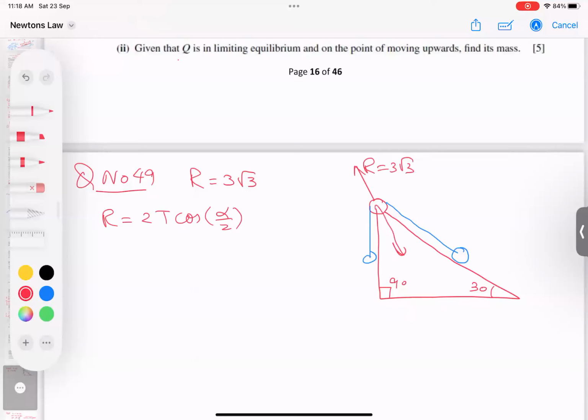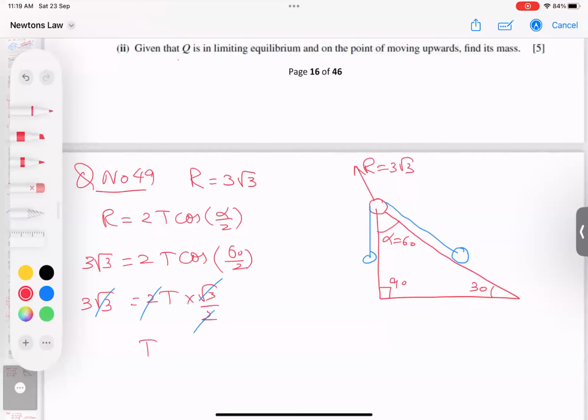Actually, these components are balancing, okay? So this is 30, this is 90, and this angle is alpha, which is 60. So this 60 can go here, and this value can go here, and we can find the tension. So 3 root 3 equals 2T cos 60 divided by 2. Cos 30 is root 3 by 2, if you type it in the calculator. So this 2 will cancel with this 2, this root 3 will go under it and they will cancel out. So ultimately the tension becomes 3.